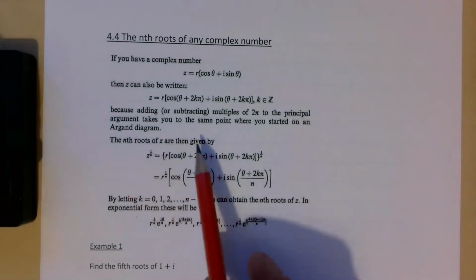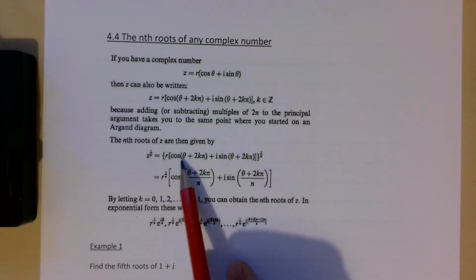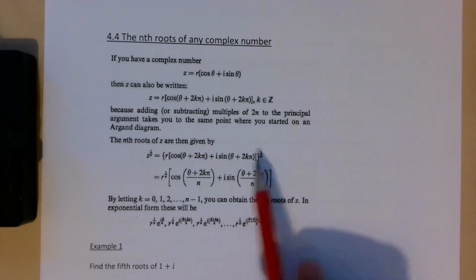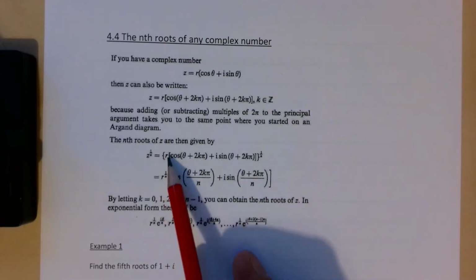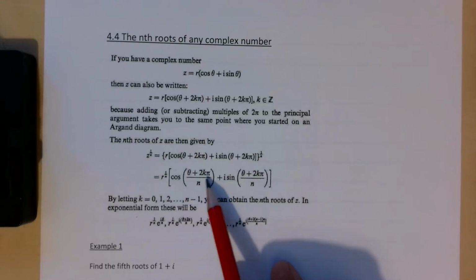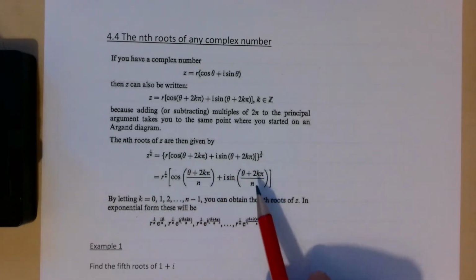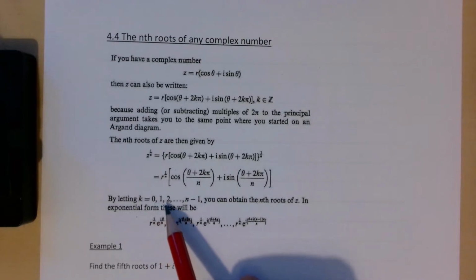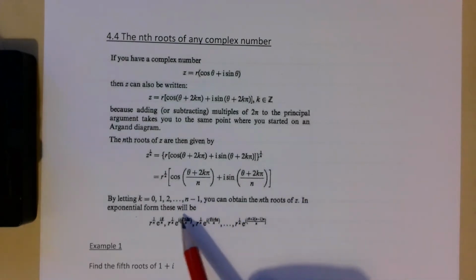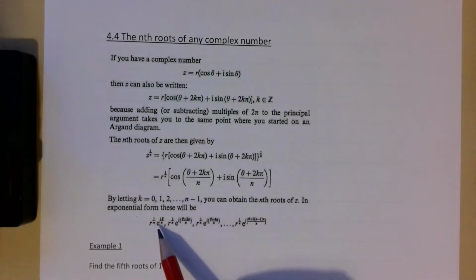The nth roots of z then are given by z to the 1 over n, which is [r(cos(theta plus 2k pi) plus i sine(theta plus 2k pi))] to the 1 over n. That means you put the r, the modulus, to the power of 1 over n, and then cos((theta plus 2k pi) over n) plus i sine((theta plus 2k pi) over n). By letting k equal 0, 1, 2, all the way up to n minus 1, you can obtain the nth roots of z. In exponential form, these will be r to the 1 over n, e to the i theta over n, r to the 1 over n, e to the i (theta plus 2 pi) over n, (theta plus 4 pi) over n, and so on, all the way up through.